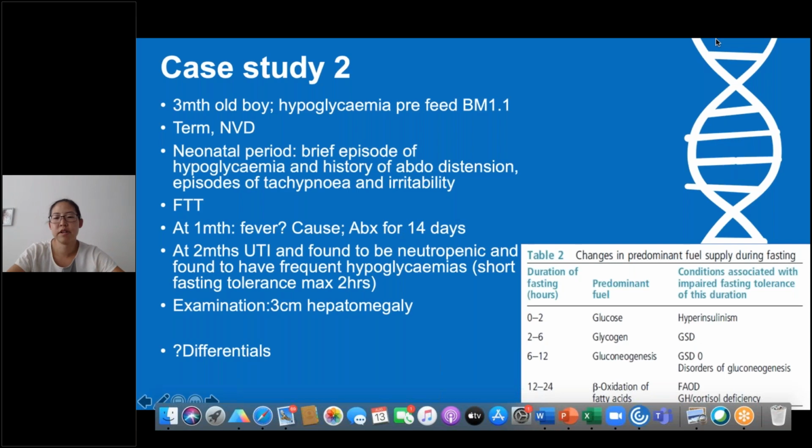So you need to think about your differentials, and I've included on the right again the table, giving you an idea of the duration of fasting time. Would this be a fatty acid oxidation defect? I wouldn't think so, because a fatty acid oxidation defect takes time to present. With something that is so short and has a fasting tolerance of 2 hours, you need to think: is this an endocrine cause or is this a glycogen storage disorder?